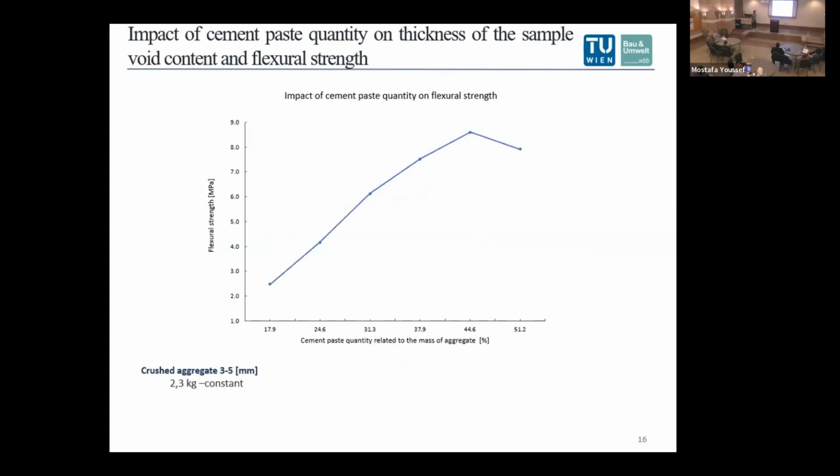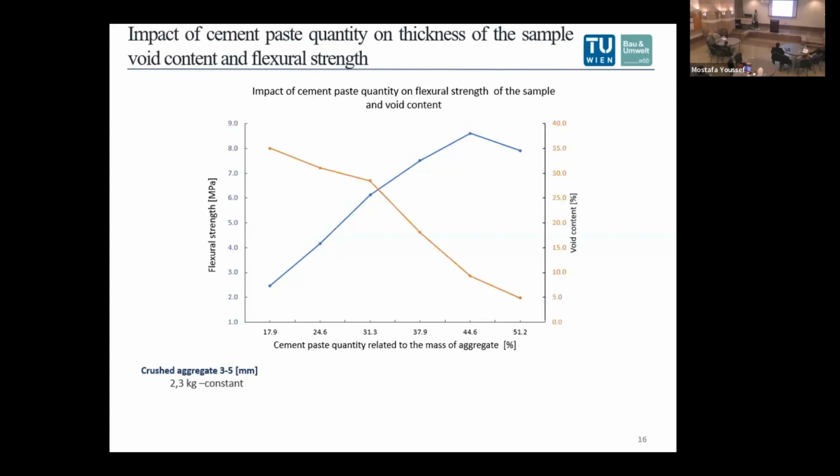Here you can see the correlation between cement paste quantity and flexural strength. You can see the increase in flexural strength by increasing the cement paste quantity. And here you can see the correlation between flexural strength, void content, and cement paste quantity. The void content was determined by the water displacement method.